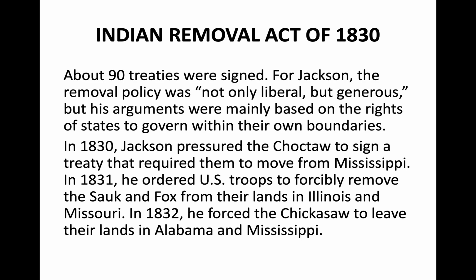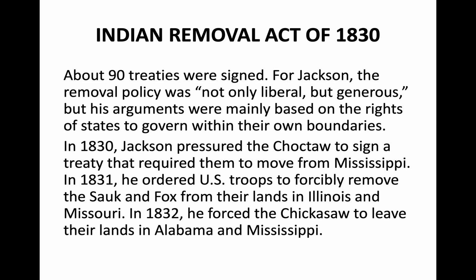In 1830, Jackson pressured the Chickasaw to sign a treaty that required them to move from Mississippi. And in 1831, he ordered the U.S. troops to forcibly move the Sauk and the Fox from their lands in Illinois and Missouri. And in 1832, he forced the Chickasaw to leave their lands in Alabama and Mississippi.